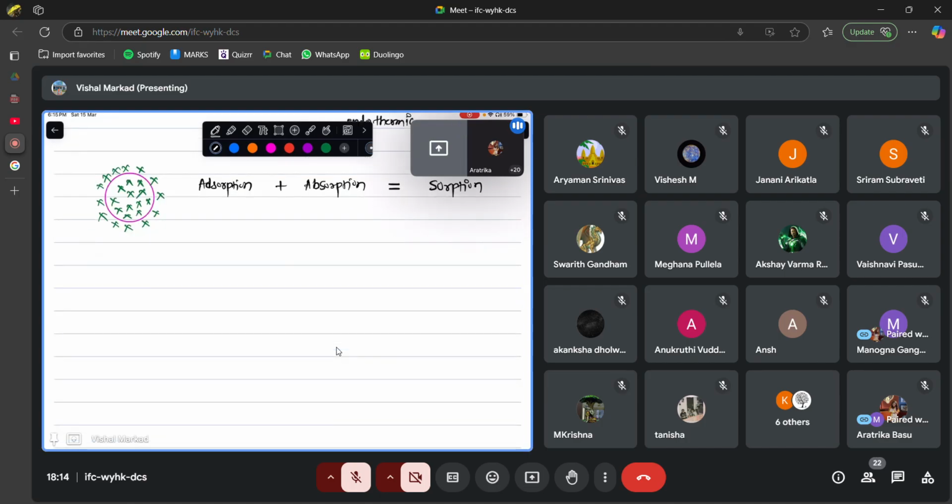Okay, both are taking place, adsorption as well as absorption. Now, removal of adsorbed molecule. This process is called desorption. You might have carried out this process, right? Removal of adsorbed molecule. Yes sir. You have removed your colors, that is desorption.